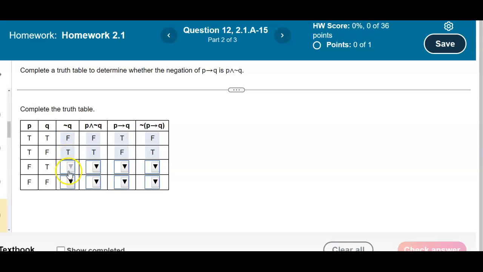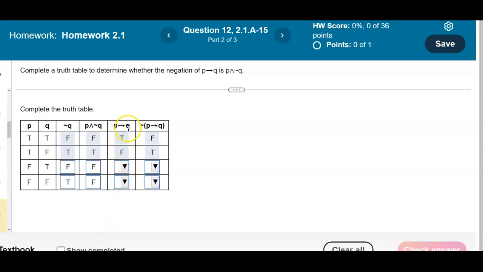Now again, we're going to negate Q. So the negation of true is false. The negation of false here is true. Now it says P and the negation of Q. That means that if one of them is false, then it's going to be false. So we have a false here for P and a false here for the negation of Q, therefore it's false. We have a false here and then a true here, therefore it's false.